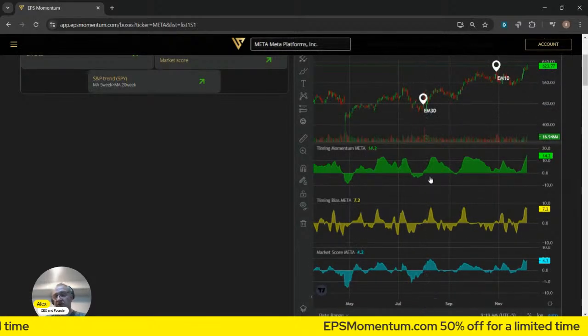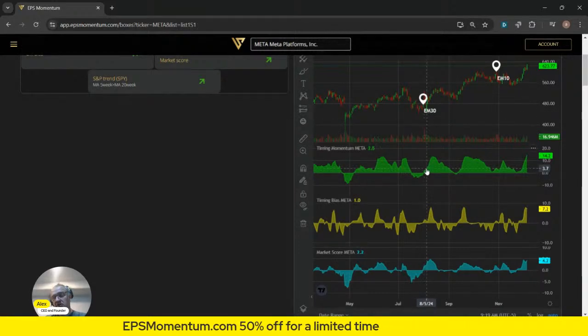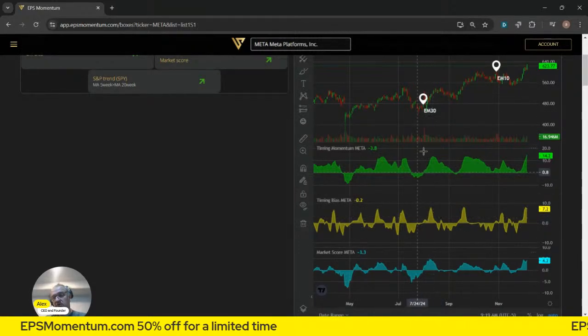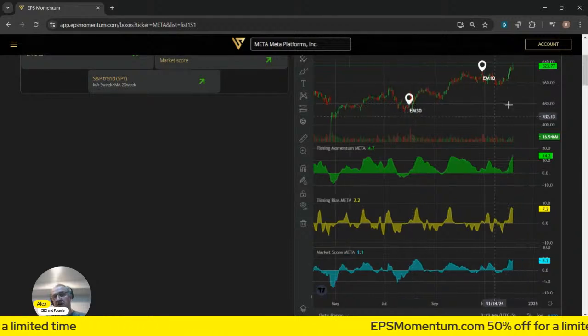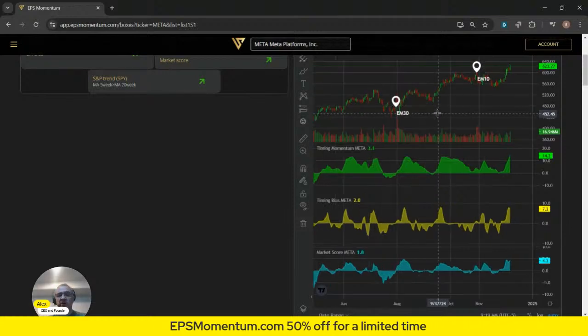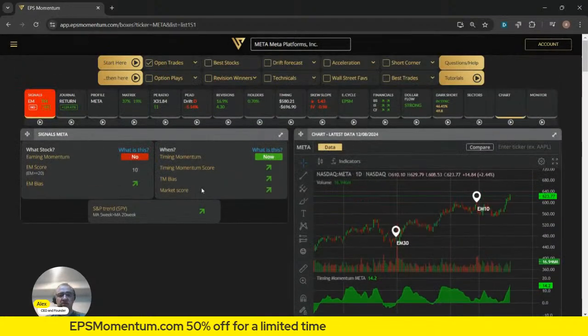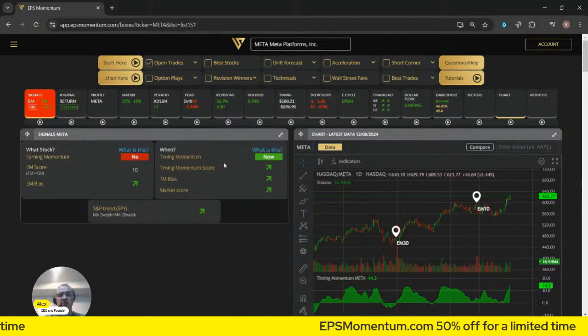This was EM30, and as you can see, you would have bought when the green was positive, yellow positive, blue positive. So this would have been a good time to buy at 468. It's now 623 in about a month and a half, right? So this is the timing. Again, earnings momentum and timing momentum are the two cornerstones of our model here.